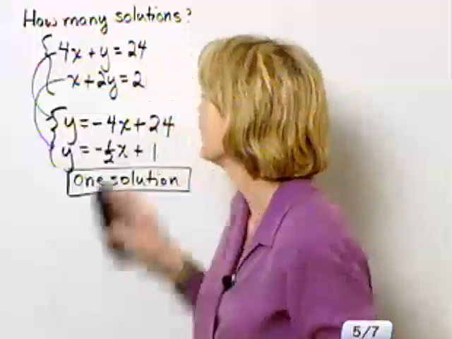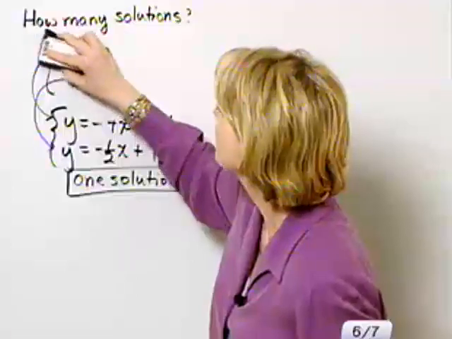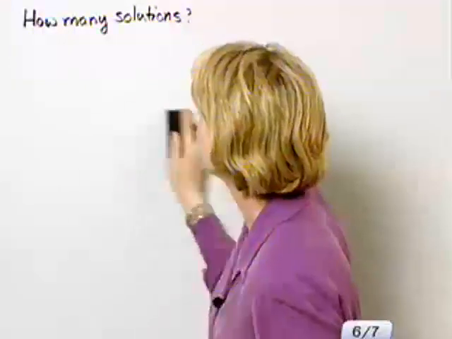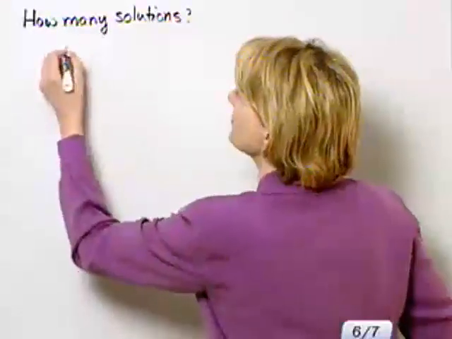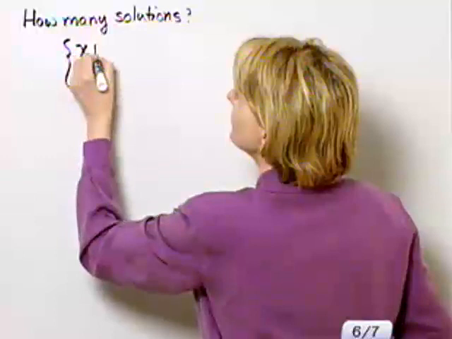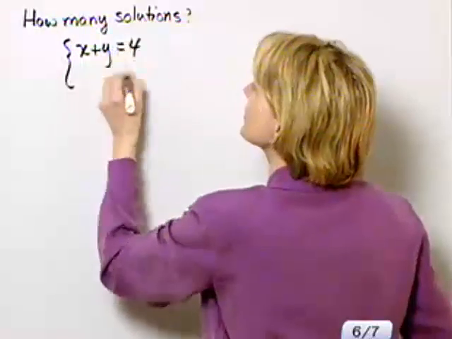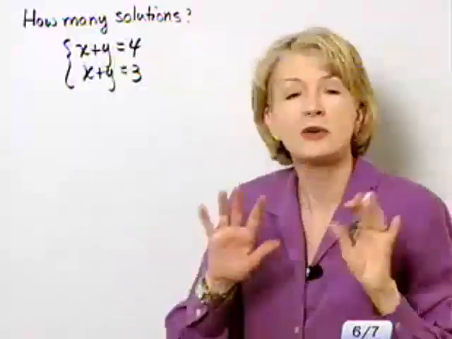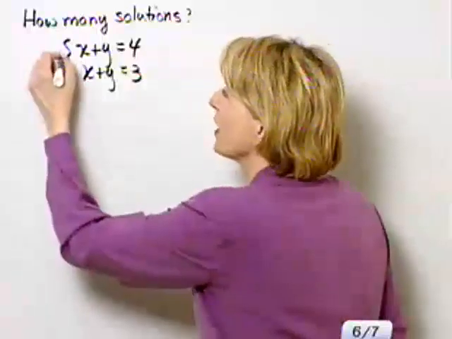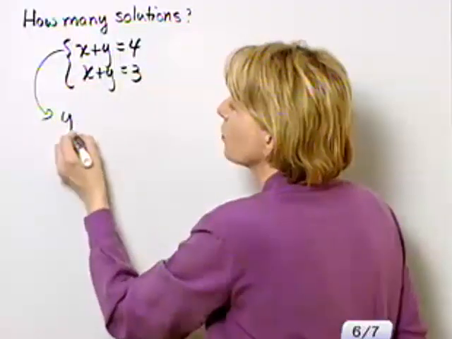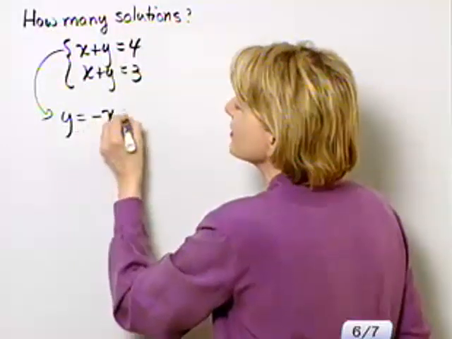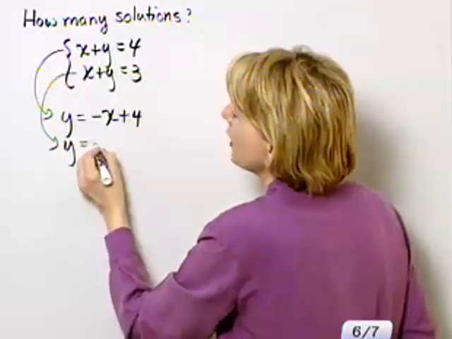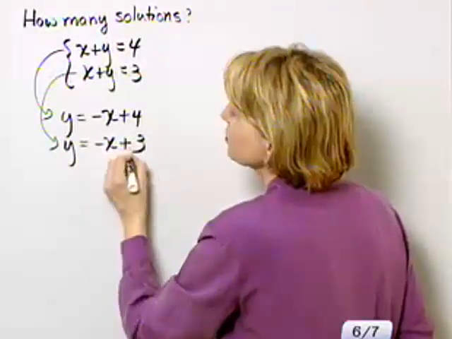Let's try that again. Let's look at another case. Let's suppose we have x plus y equals 4 and x plus y equals 3. We just want to know how many solutions. So I'll solve this equation for y. Y is negative x plus 4. I'll solve this for y. Y is negative x plus 3.